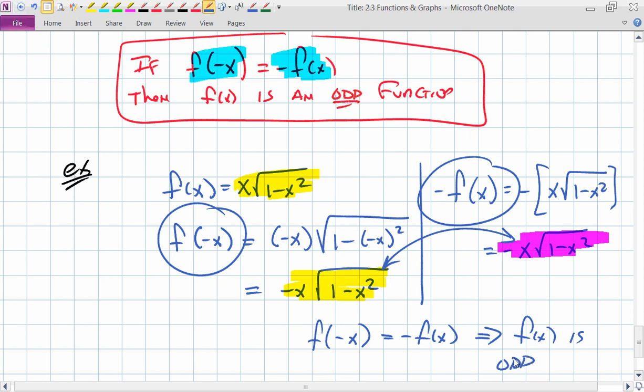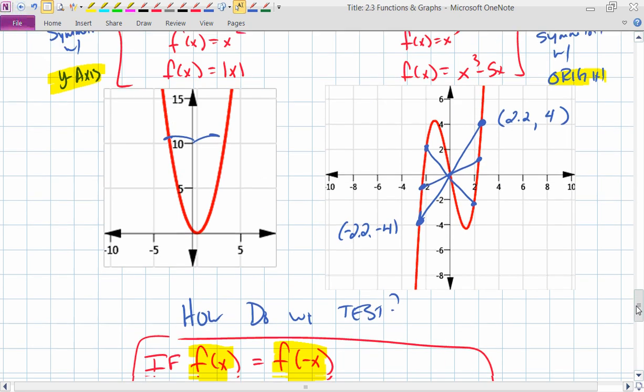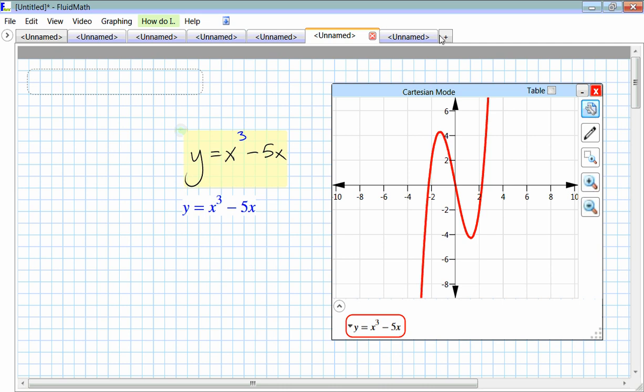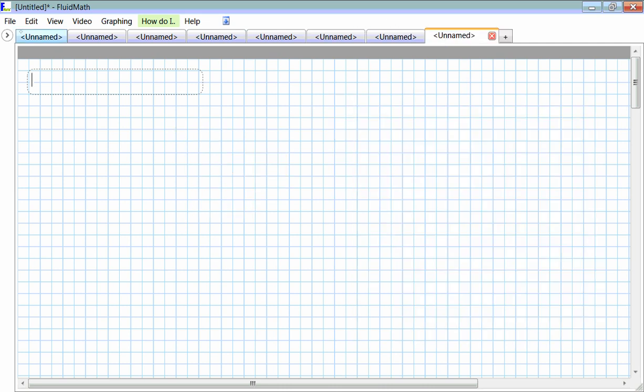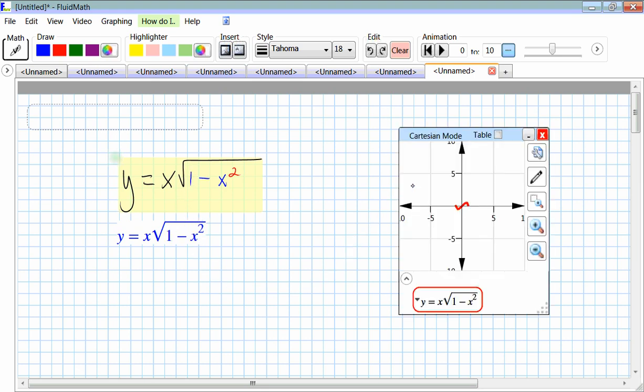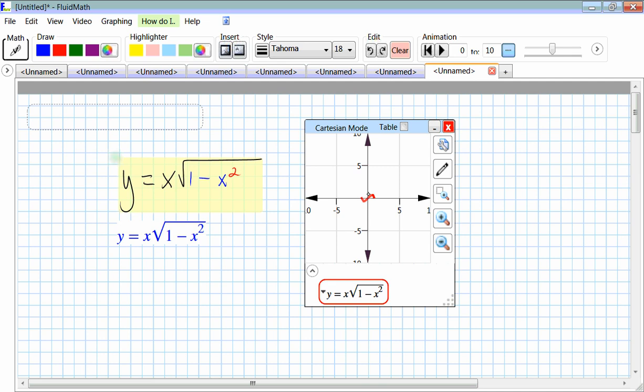And odd functions are symmetric with what? The origin. So we're going to graph this and see if it is symmetric with the origin. So we'll go one more, and I believe it was y equals x square root of 1 minus x squared. That says L, huh? 1, there we go. Good, let's plot that on there. Oh, look at this tiny little graph. Look at this thing.